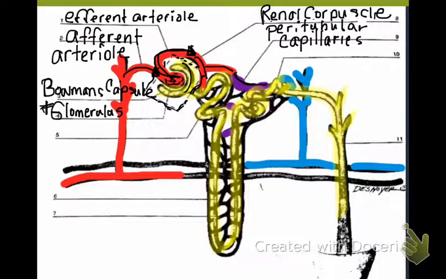So number 3 is Bowman's capsule. Okay, number 5, we're following our tube down. And notice it's really twisty and turny. Do you remember on the brain where you had all those little twists and turns and squiggles? Does anybody remember what those were called? Convolutions.